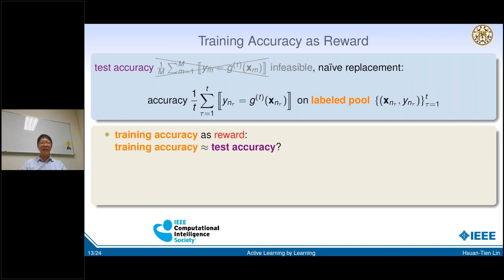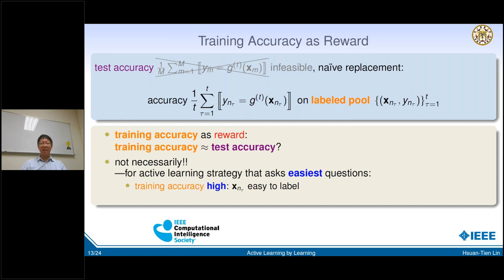Well, can we guarantee that training accuracy is similar to the test accuracy? If you look at the basic machine learning literature, like those discussed in the textbooks that I co-authored, maybe not. There are several reasons why it is not the case, but I'm going to explain with a simple example here. If we have an active learning strategy that always asks the easiest questions, meaning those questions that the machine has really learned pretty well, super easy to answer, and the machine makes very little error on those questions, then after getting all those examples, the training accuracy is going to be high because those queried examples are super easy to label. But the test accuracy is going to be low because there's just not enough information about the harder instances.